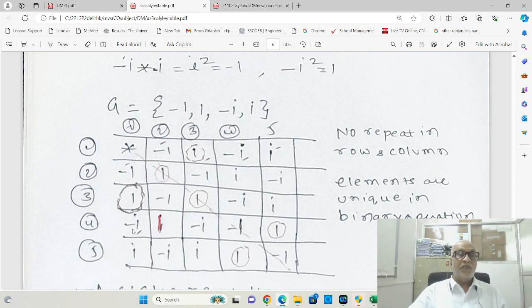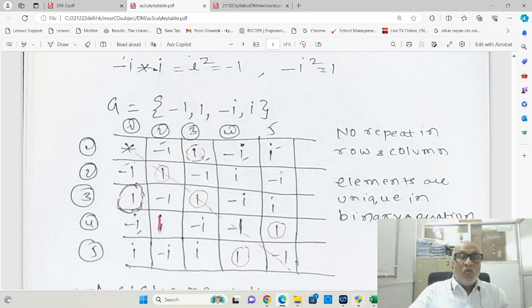Let us go for the third one, minus i. Minus i multiplied by minus i is i square. And what is the value of i square? i square is minus 1. So it should be minus 1. Let me check once again. The third element is minus i, and minus i into minus 1 is i.